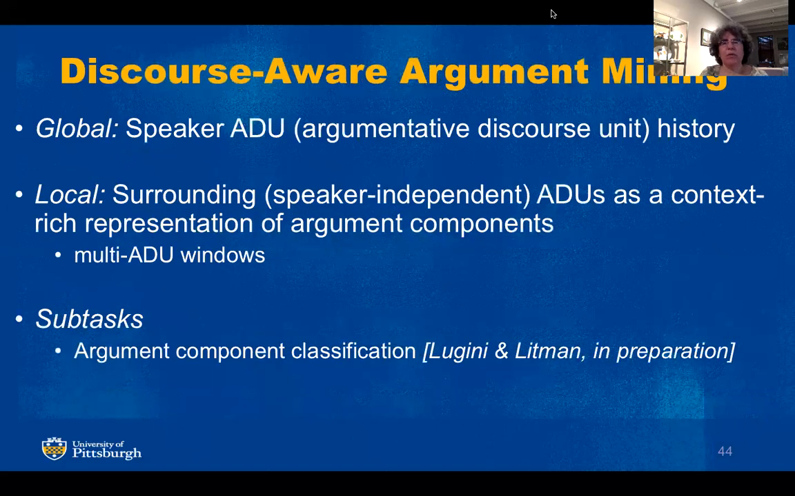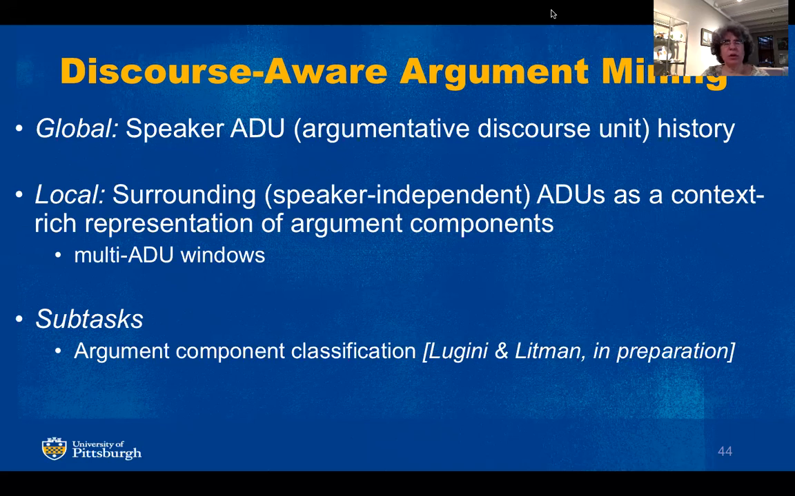Okay, so the type of discourse information that we're going to use to enhance our prior argument mining work is twofold, and you could think of it similarly to the essay work as from both global and local discourse perspectives. From the global perspective, we're going to take advantage of the fact that we have multiple speakers and they might all engage in argumentation distinctly, and so we can look at a context based on particular speakers.